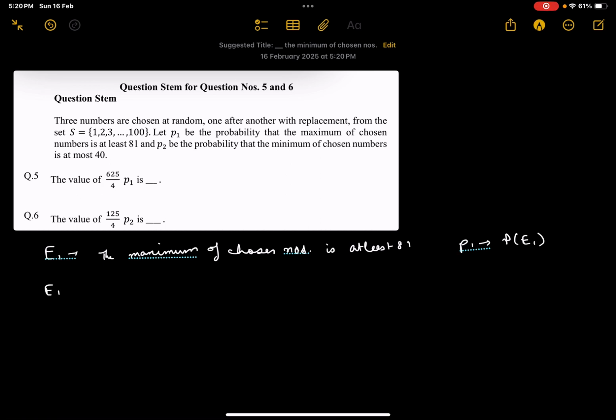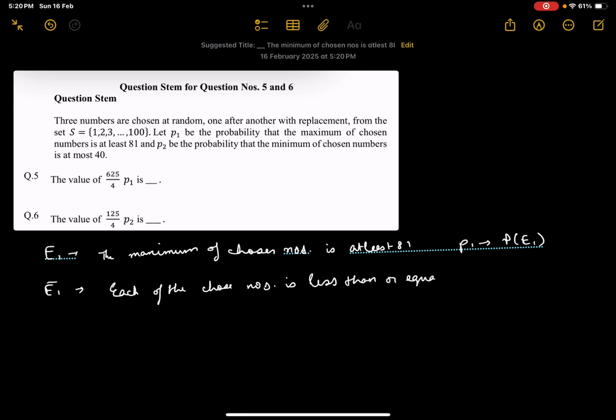Note that E1 bar will be each number being less than or equal to 80. Each of the chosen numbers is less than or equal to 80. Why? Because if each number is less than or equal to 80, then the maximum of them would be less than 80. And E1 is the opposite, where the maximum of the numbers is at least 81.